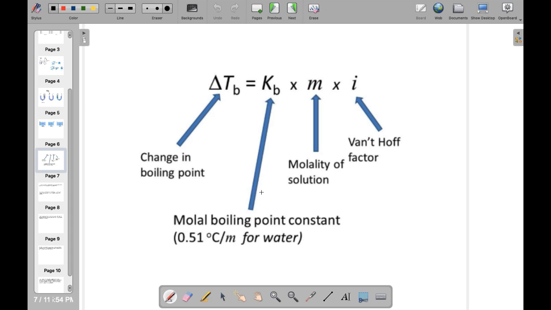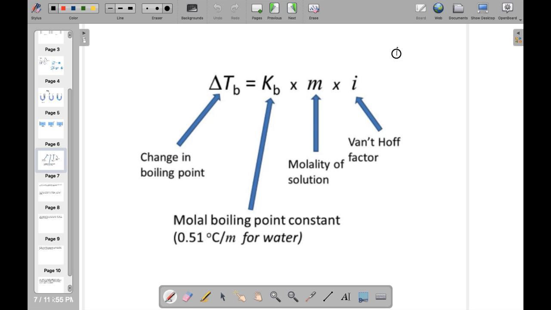This constant will be provided for you in the question or on the test, most likely, unless they're asking you to solve for it. The constant varies based on the solvent. Here the solvent is water, which is the most common solvent, but there are others out there. Notice it is in degrees Celsius per molality times the molality of the entire solution.